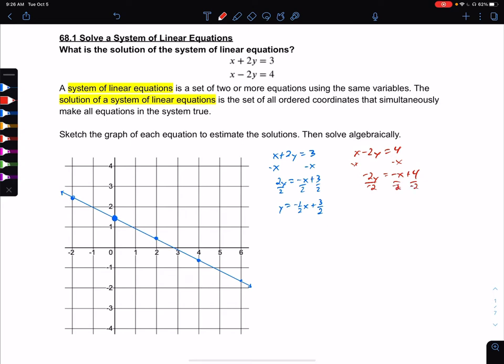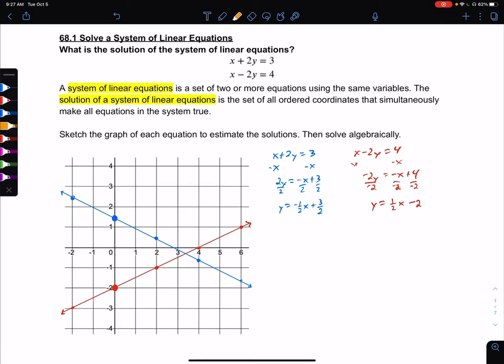Sorry, those are negative 2's. So y would be equal to negative divided by negative, which gives me a positive 1/2 x, and then positive 4 divided by negative 2 would be negative 2. So I have a y-intercept of negative 2, and my slope would be rise 1, run 2. So 1, 2, 1, 2, and 1, 2. My second linear equation, when I'm graphing it, would look something like this.